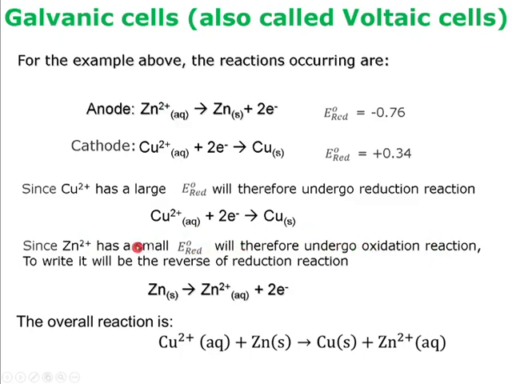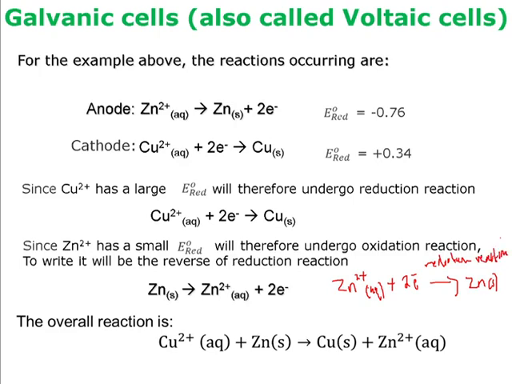If it undergoes oxidation, when writing that chemical reaction, it will be written as the reverse of a reduction reaction. So for example, you have copper aqueous plus 2 electrons giving you copper solid. This is the reduction potential. Then for zinc, bear with me, I think this was not properly written. The reduction reaction for zinc will be zinc 2+ in aqueous solution plus 2 electrons, giving you zinc solid. This is a reduction reaction.